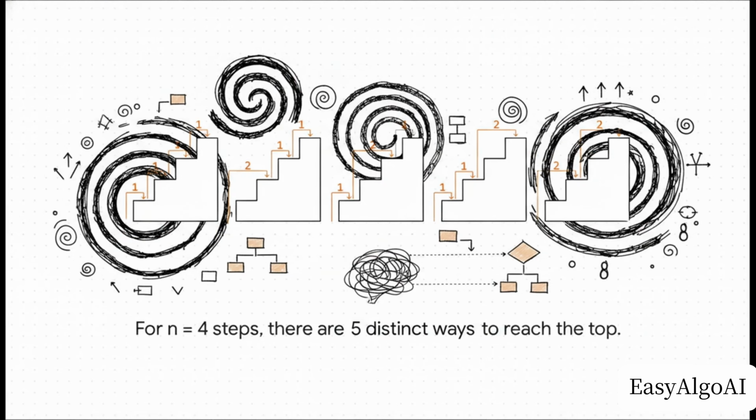Just look at how the distinct paths explode for a tiny 4-step staircase. You could just plod along 1, 1, 1, 1, or take a 2-stepper, then 1, or maybe 1, 2, 1. You get the idea. Even for just n equals 4, you've already got 5 distinct ways to reach the top. You can imagine how wild these combinations get as the staircase gets taller. It proves this isn't as simple as it first sounds. We absolutely need a systematic way to solve this.